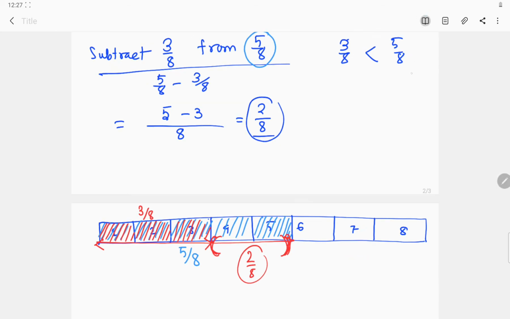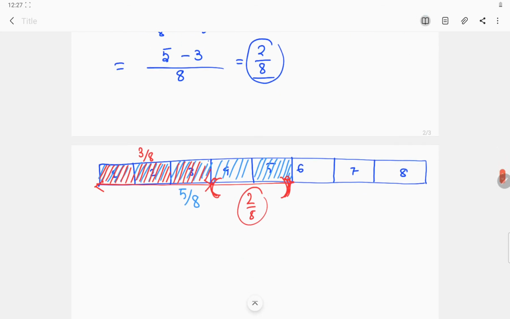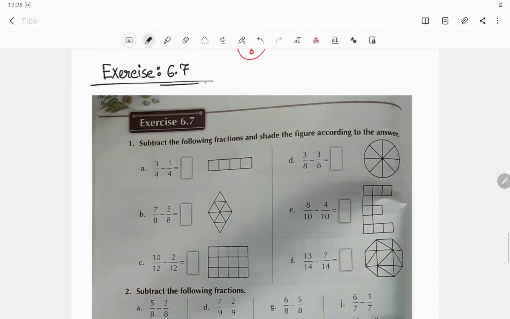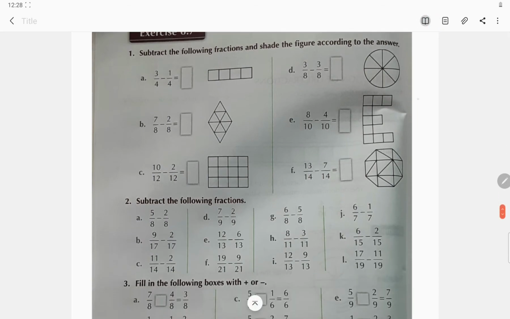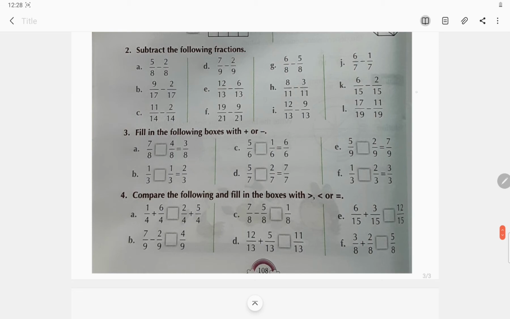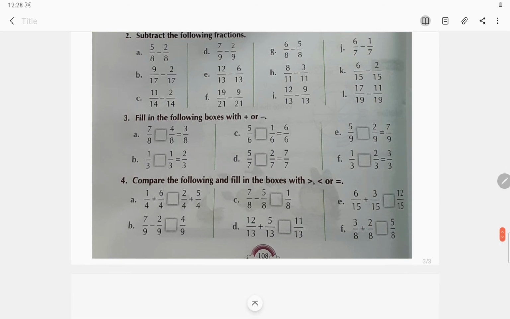Okay, now I'm going to exercise 6.7. So this is exercise 6.7. Question number 1 you do not need to do. If you want to solve, you can solve, but I will not solve today. I will start from question number 2. Subtract the following fractions.